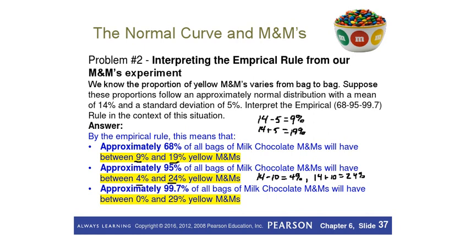And again, if we use 3 times the standard deviation, we would take 14 minus 15. Now that would actually be negative 1%, but it would be a very unusual universe in which we had negative 1% yellow M&Ms. Yellow M&Ms would have to disappear from somewhere else in the universe for that to happen. So in this case, we would say 0. And 14 plus 15 is 29%. So 99.7% of all bags of yellow milk chocolate M&Ms will have between 0 and 29% yellow M&Ms.